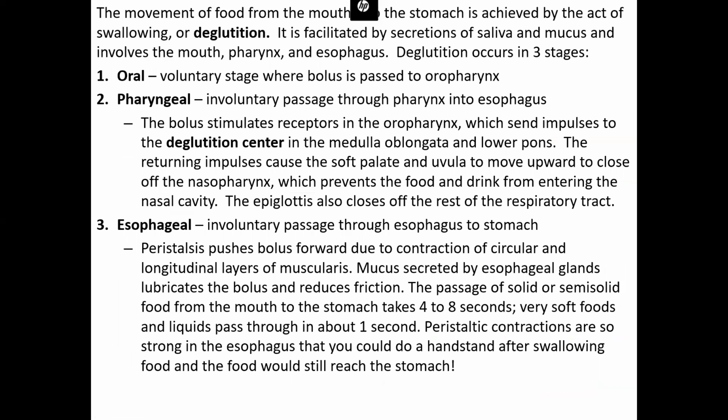Okay, I've been mentioning swallowing here for a couple of slides. We'll talk about that right now. The fancy term for swallowing is deglutition, and it's not just the act of moving food from our mouth into the throat. It actually is from the mouth all the way down to the stomach. And it's facilitated by secretions of saliva and mucus to help lubricate the food, forming that bolus and then helping it slide more easily. There are 3 stages.